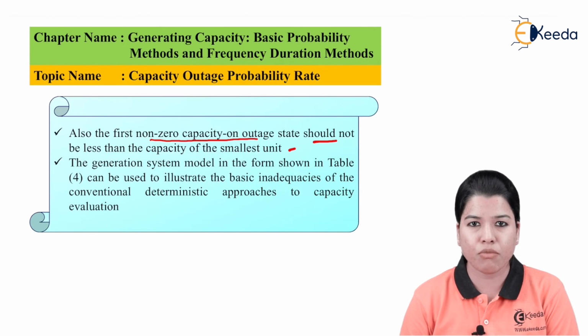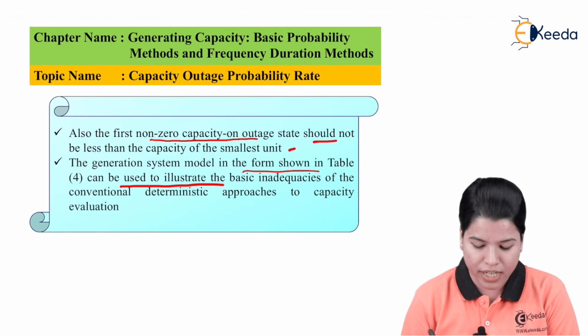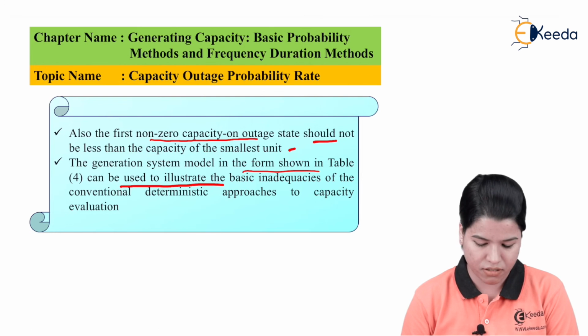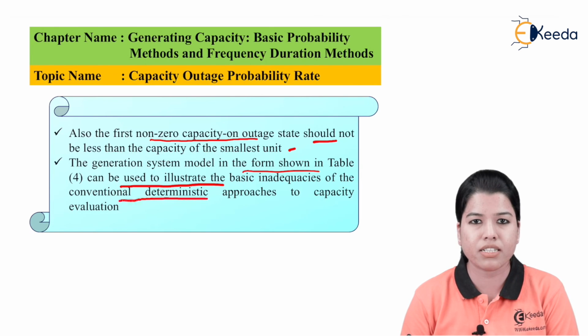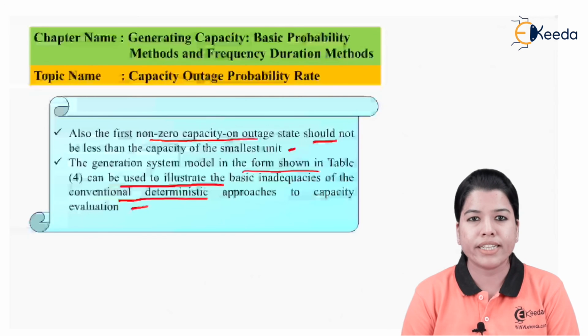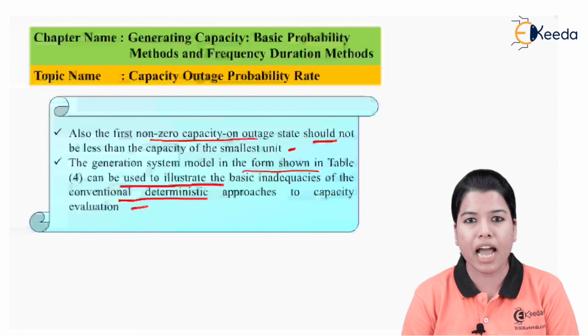The generation system model in the form as shown in table 4 can be used to illustrate the basic inadequacies of the conventional deterministic approaches to the capacity evaluation. So in this way we have studied the capacity outage probability rate.